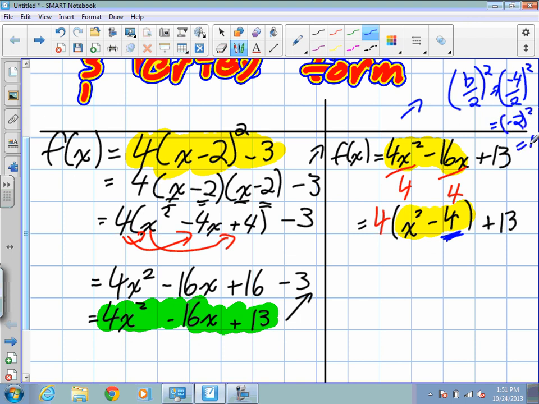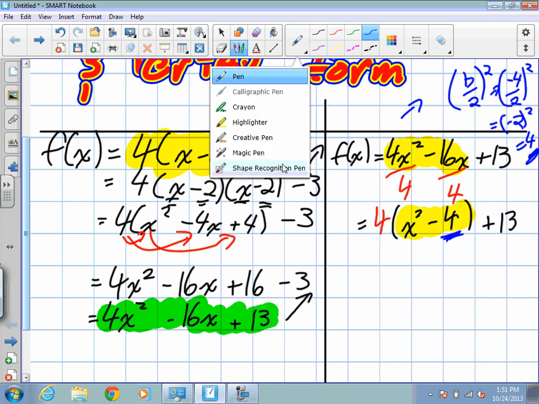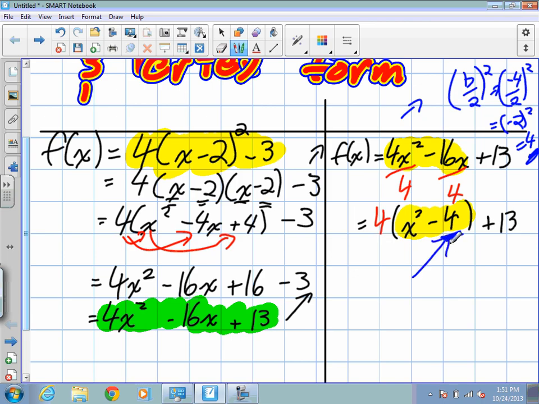Positive 4. This 4 is very important. It just so happened to be the same term here. That's not always the case. In fact, I probably should have chosen a different example, but that's fine. The process is the same. We're going to add and subtract that 4 to this bracket.